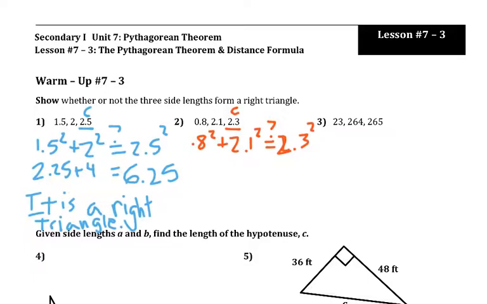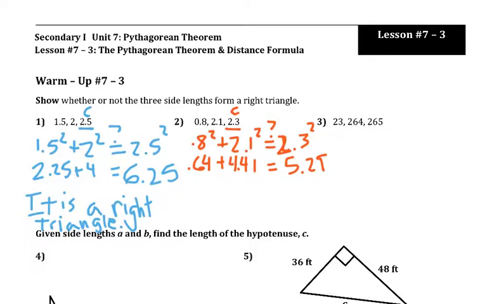So 0.8 squared is 0.64. And 2.1 squared is 4.41. Again, I'm just using my calculator. And 2.3 squared is 5.29. Now I said that is equal to. It's not necessarily equal. We're looking to decide if it's equal.